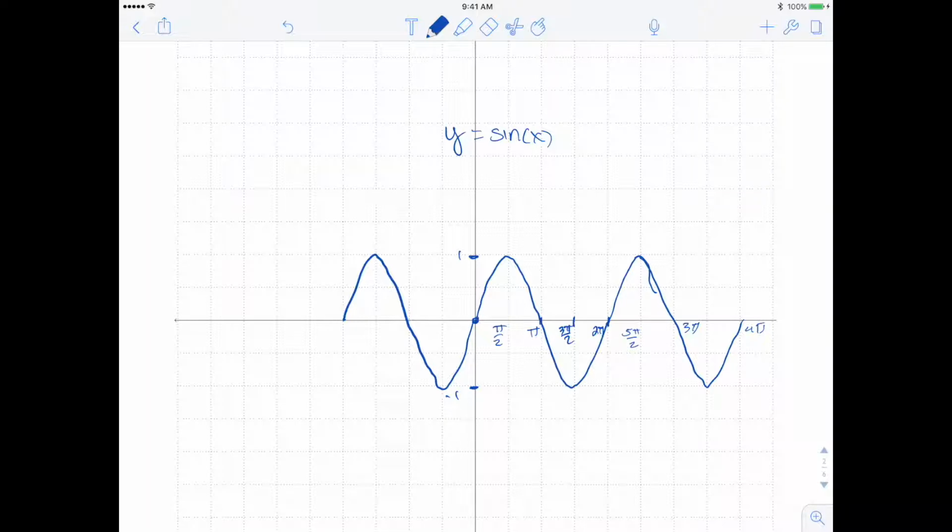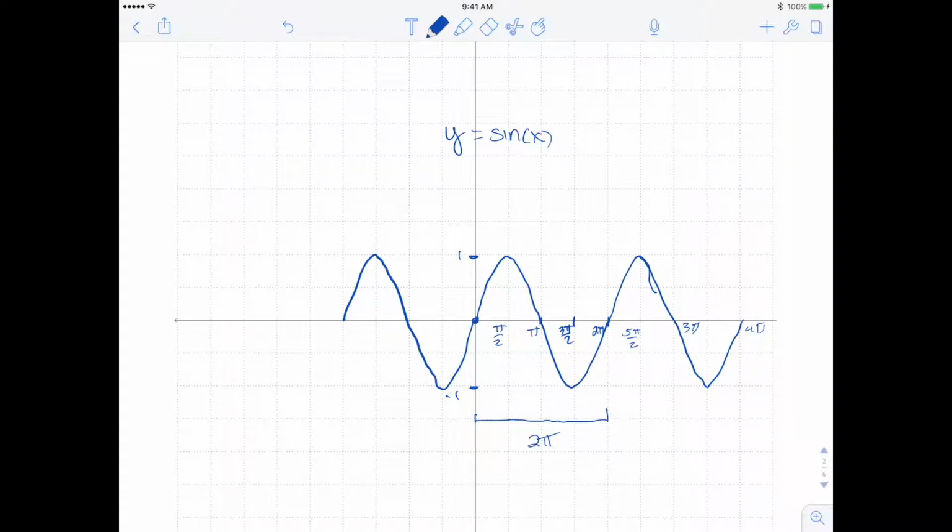What we can see is trig functions are what we call periodic. The reason they're called periodic is because the graph will repeat after a certain time period called a period. And the period for sine and cosine, we'll see, is going to be the length of 2 pi.